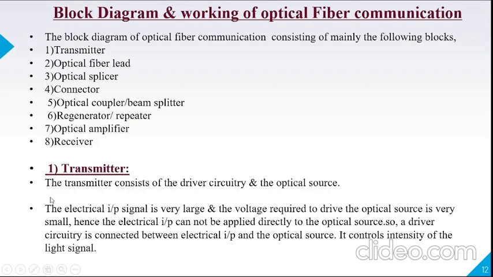First of all, we will see the transmitter. The transmitter section consists of two blocks: driver circuit and optical source. Let us talk about the driver circuit. The electrical input signal is very large and the voltage required to drive the optical source is very small. As the optical source here we can use LED or laser, and as we know that the voltage requirement for LED or laser is very less, therefore it is required to control the electrical input. Therefore this driver circuit is used to control the intensity of the light source.